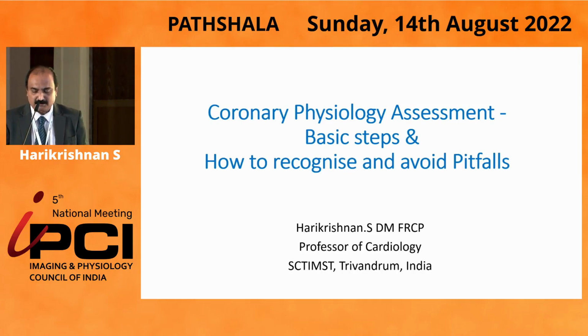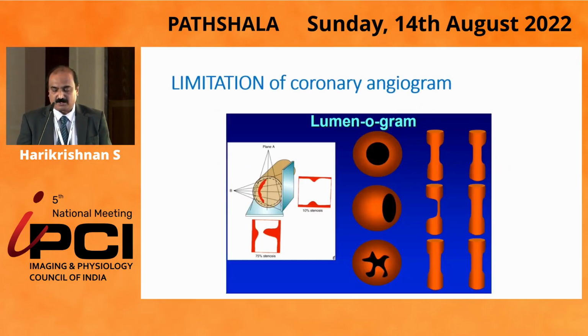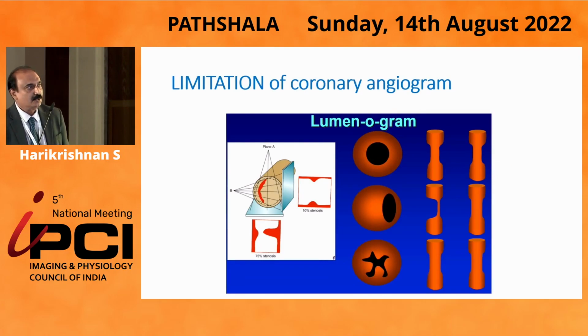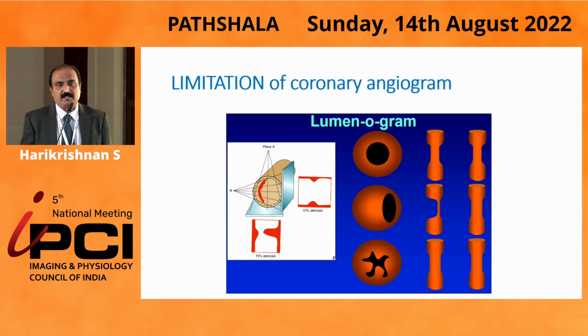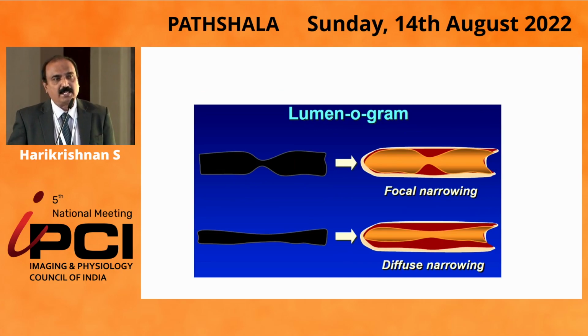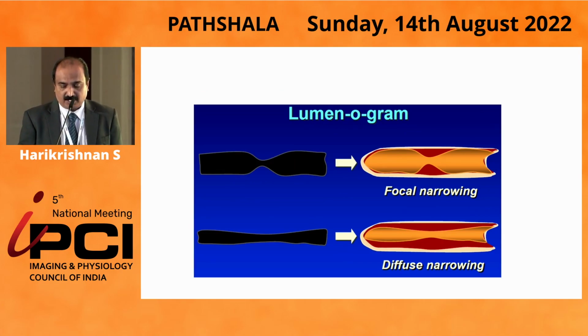So physiological assessment: basic steps, and how to recognize and avoid pitfalls. You know the limitation of the coronary angiogram, which is a luminogram. From one plane it looks significant, the other plane doesn't look significant, and focal narrowing and diffuse narrowing will be difficult to make out from the angiogram alone.